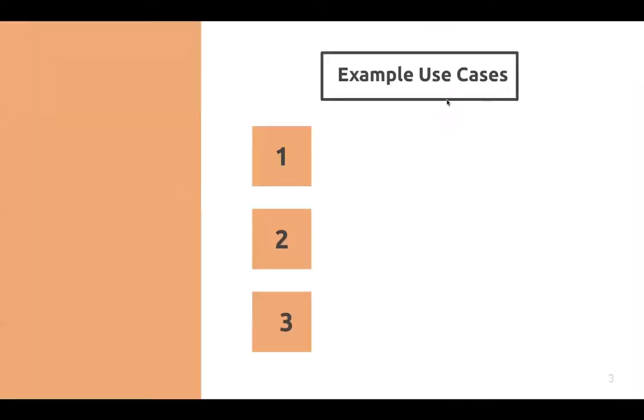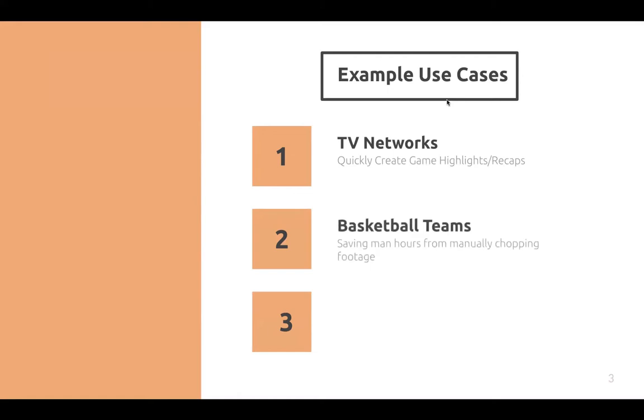So what are some example use cases? Well, the first I see is for TV networks to be able to quickly create game highlights and recaps. This is already how a large portion of the fan base consumes the games. So being able to quickly and efficiently create them and upload them is of the utmost importance for these networks. Next would be for basketball teams.